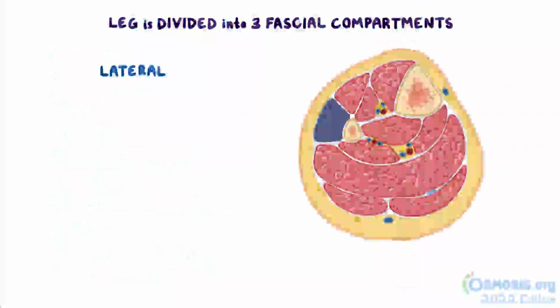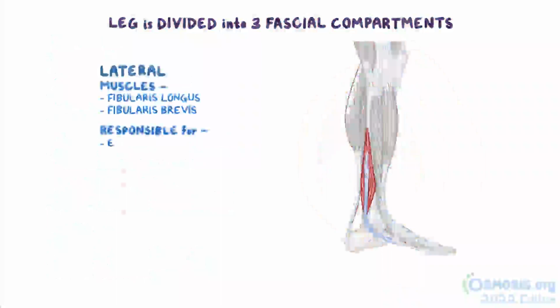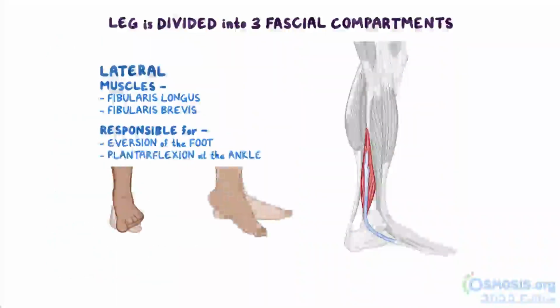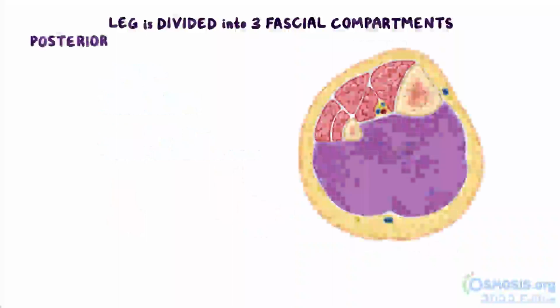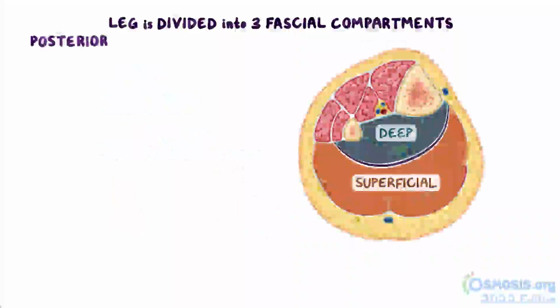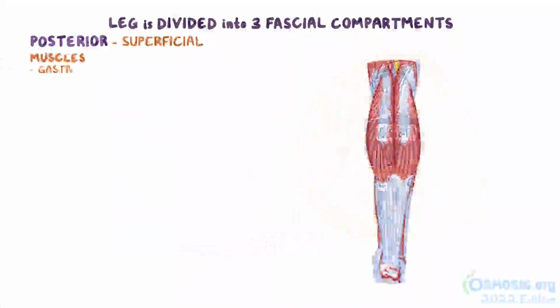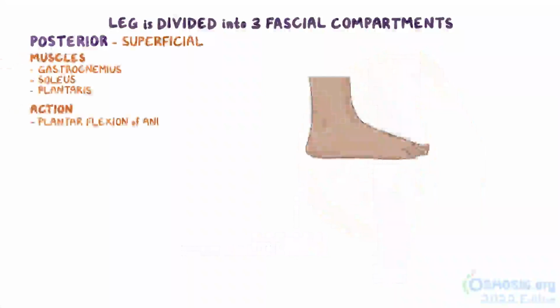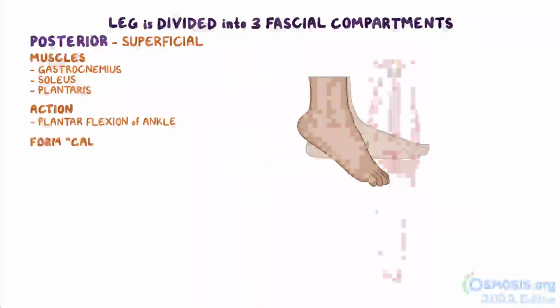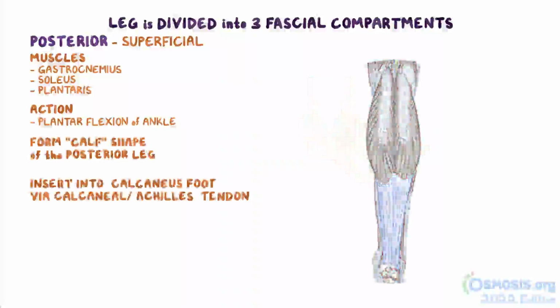The lateral compartment of the leg contains the muscles fibularis longus and fibularis brevis, which are responsible for eversion of the foot and plantar flexion at the ankle. The posterior compartment of the leg is divided into a superficial and deep subcompartment by the transverse intermuscular septum. The superficial muscles are the gastrocnemius, soleus, and plantaris. They all produce the action of plantar flexion at the ankle. These muscles also form the calf shape of the posterior leg, and they all insert into the calcaneus of the foot via the calcaneal or Achilles tendon.